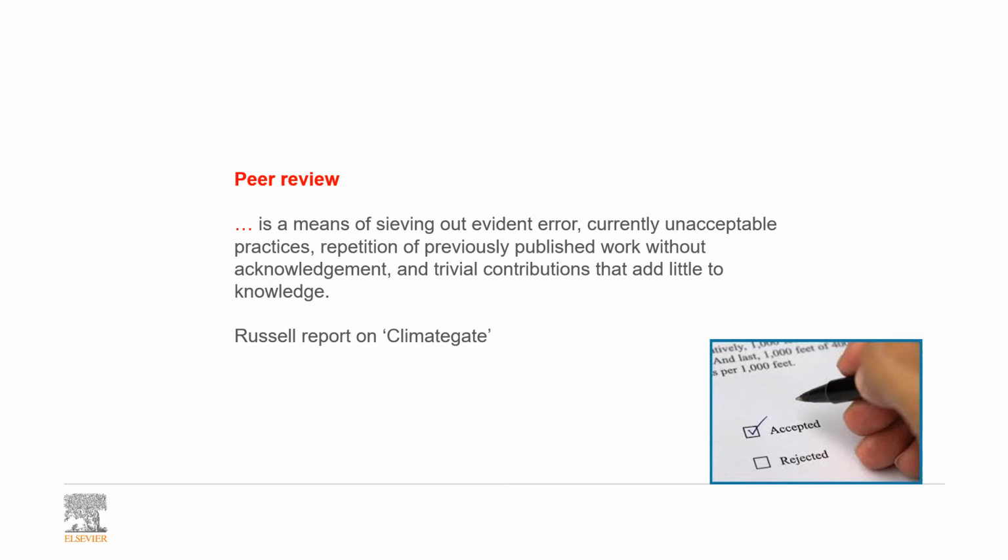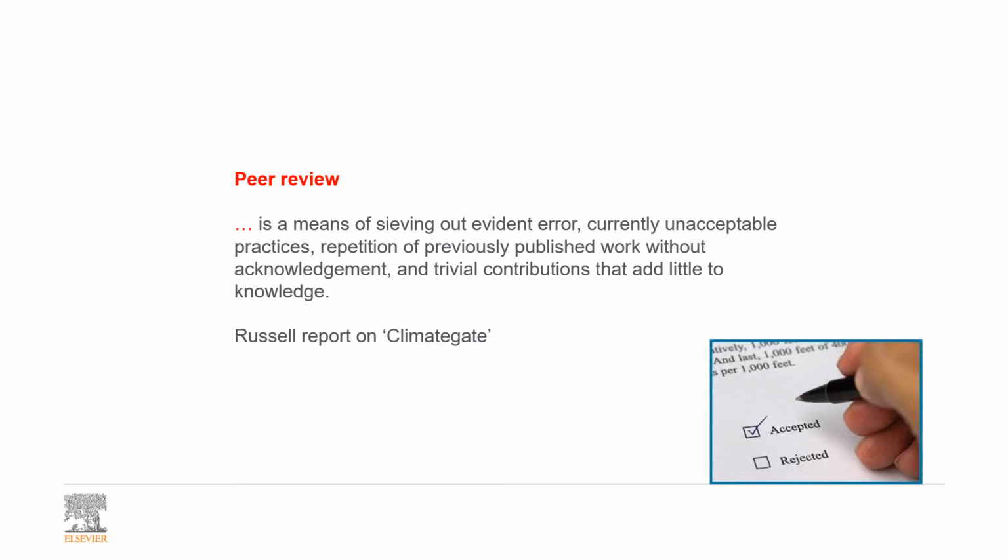Peer review is widely misunderstood. It's not a scientific process. It's a process of an exchange of opinions, hopefully expert opinion and informed opinion, but nevertheless, it's an exchange of opinions. And peer review, as reported by the ClimateGate report in the UK, is a means of sieving out evident error, currently unacceptable practices, repetition of previously published work without acknowledgement, and trivial contributions that add little to knowledge.